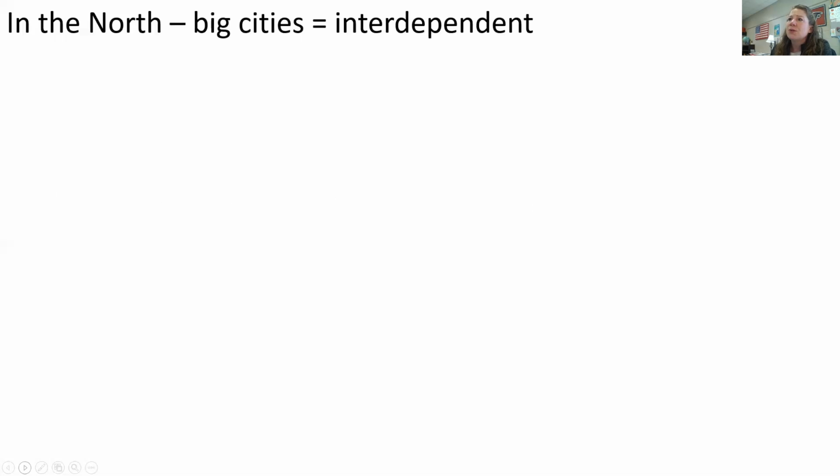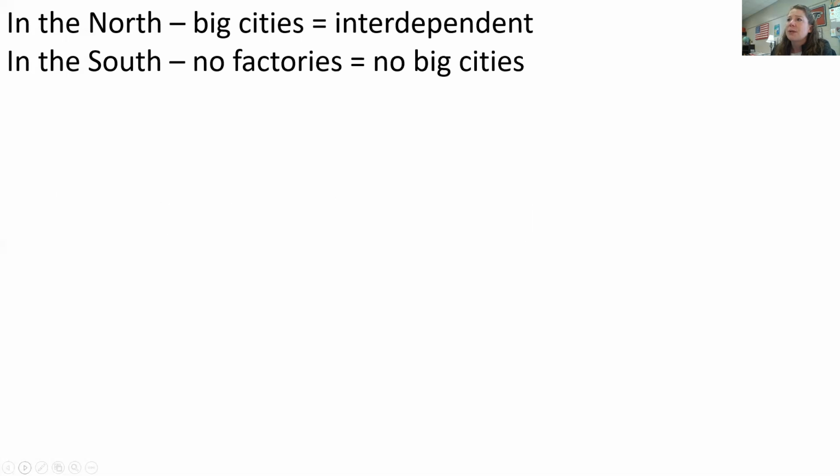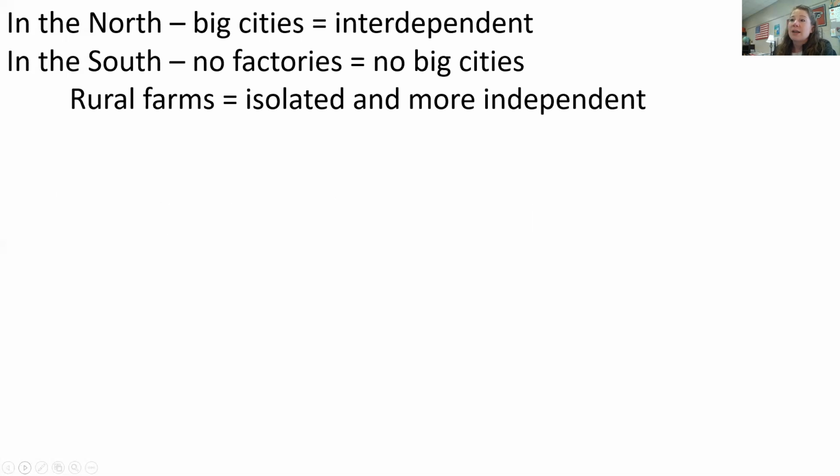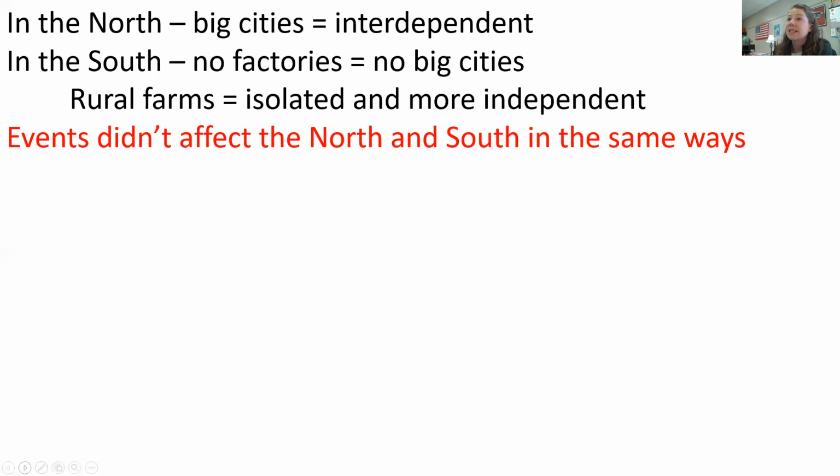So in the North, like I was saying, they had big cities. People lived very close to other people. They were very interdependent on each other. In the South, we didn't have big factories. We didn't have very many big cities at all. So a lot of people lived out on rural farms. Your closest neighbor might be three or four or five miles down the road. So that meant that families were isolated. They were more independent. They could take care of themselves. They didn't need a whole lot of other people in order to sustain themselves and their families.